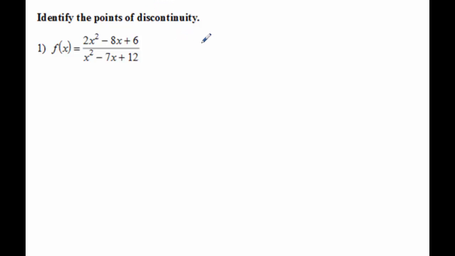So part of the problem that you might have is knowing what to do and when to do it. That's one of the things you want to pay attention to while we're going through this. Because, identify the points of discontinuity. If you don't know what that means, how are you supposed to find the right answer? The points of discontinuity are where we have breaks in our graph.